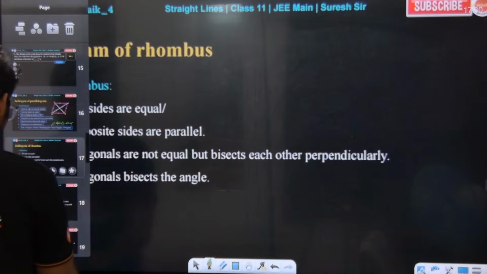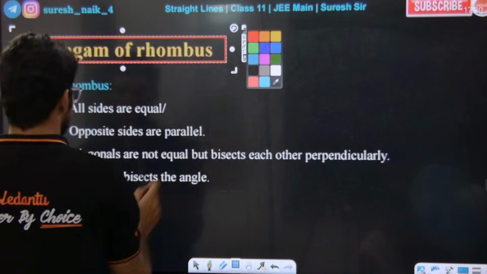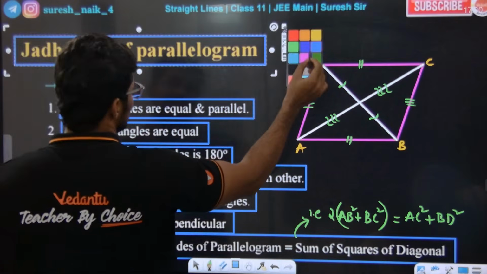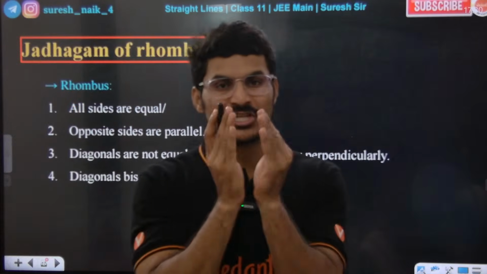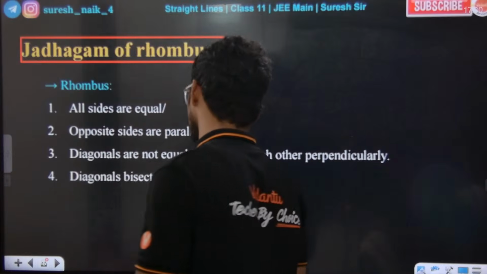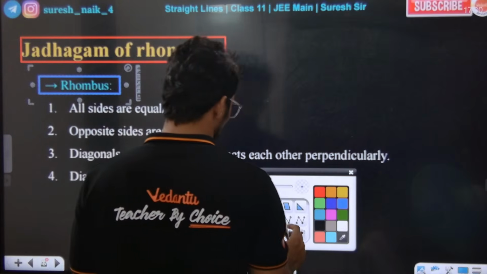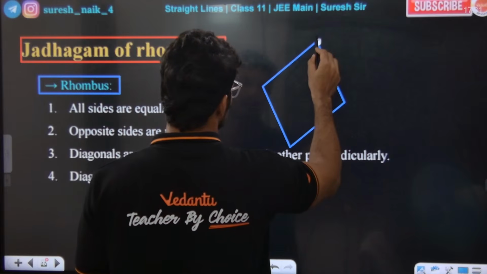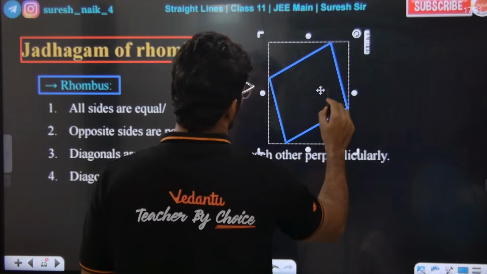Next, you need the basic points. Next, the properties of a rhombus. Guys, a rhombus is a sub case, a smaller part of a parallelogram. Basically, in a rhombus all sides are equal. I'll just show it to you here. This is a rhombus. This is how the rhombus looks.